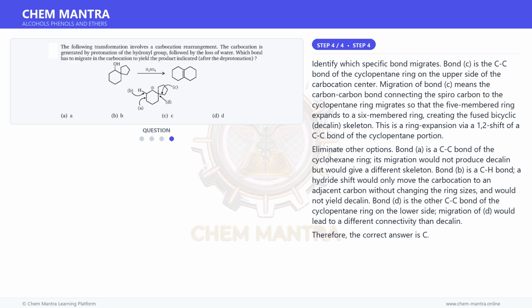Eliminate other options. Bond A is a C to C bond of the cyclohexane ring. Its migration would not produce decalin but would give a different skeleton. Bond B is a CH bond. A hydride shift would only move the carbocation to an adjacent carbon without changing the ring sizes and would not yield decalin. Bond D is the other C to C bond of the cyclopentane ring on the lower side. Migration of D would lead to a different connectivity than decalin.